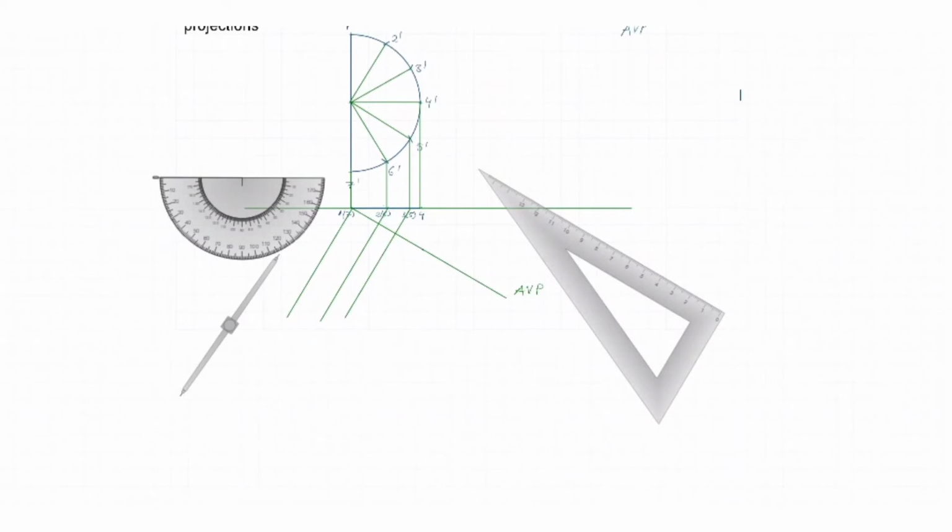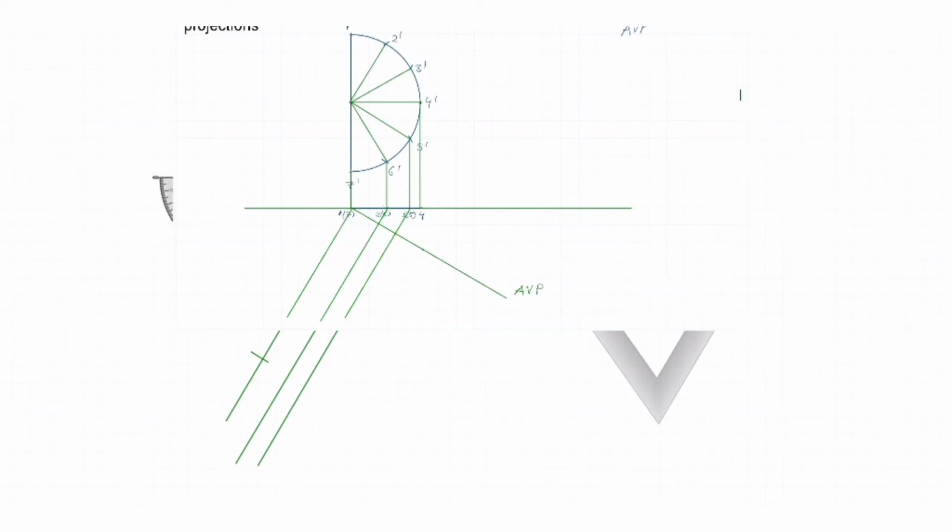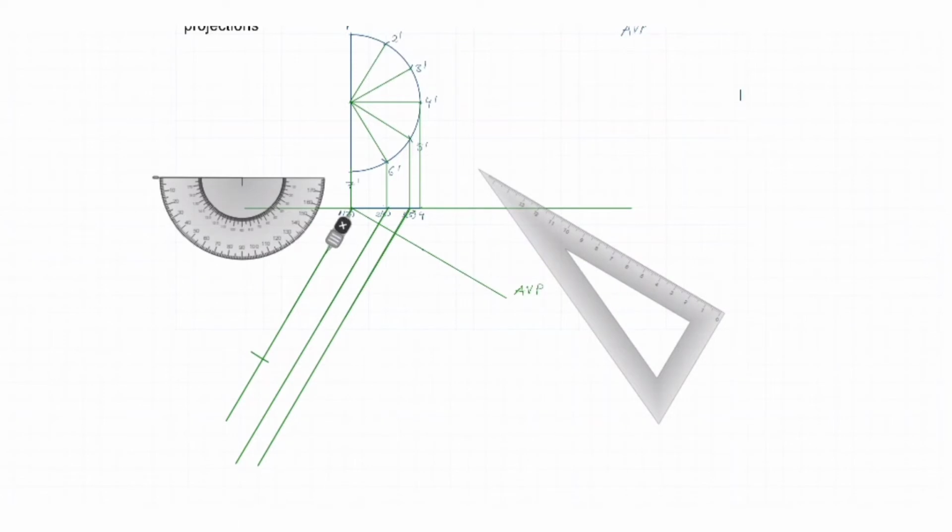Let me extend these projectors. So this is the distance of point 1, and this will be 1 dash. Similarly, the distance of point 7 is nearly this much, in fact slightly less than this. So we will rotate it, and it cuts somewhere here, so we will mark it. This is the approximate location of point 7 dash. So this will be 7 dash, and this will be 1 dash.